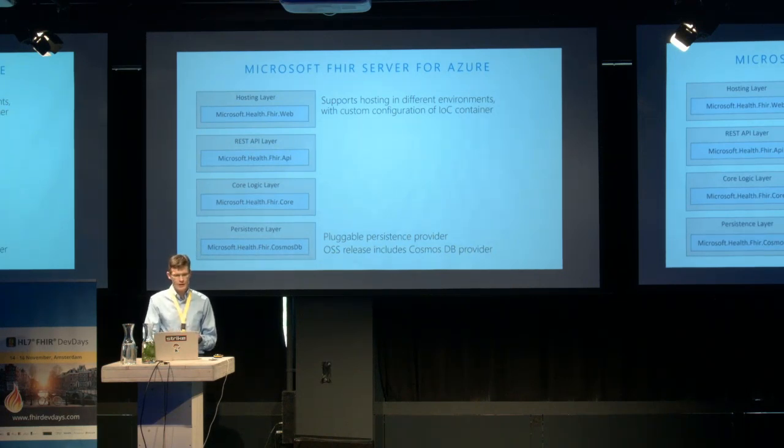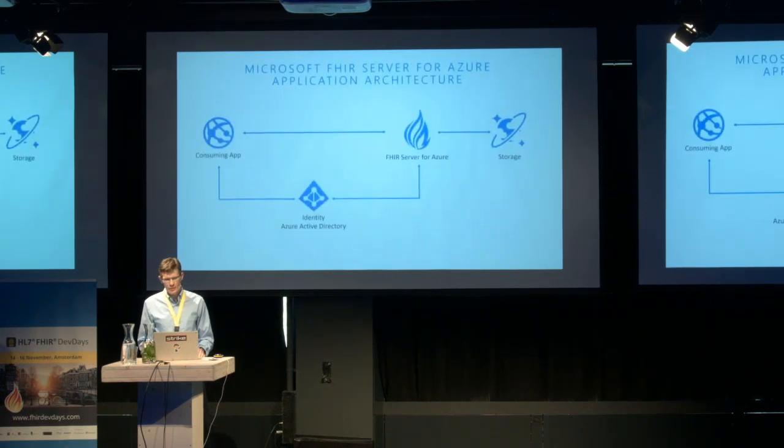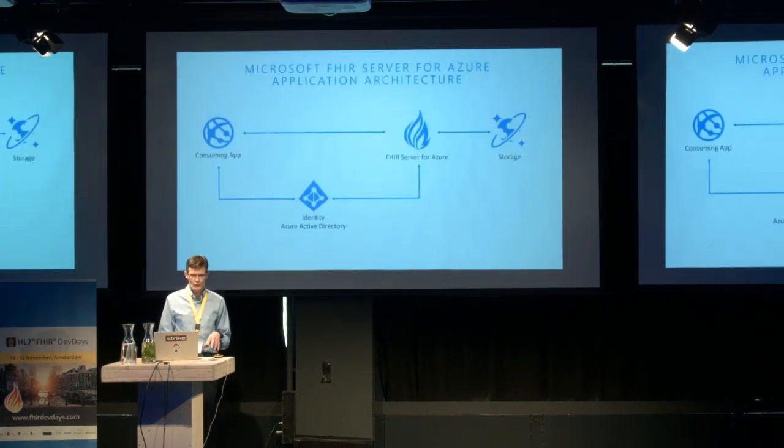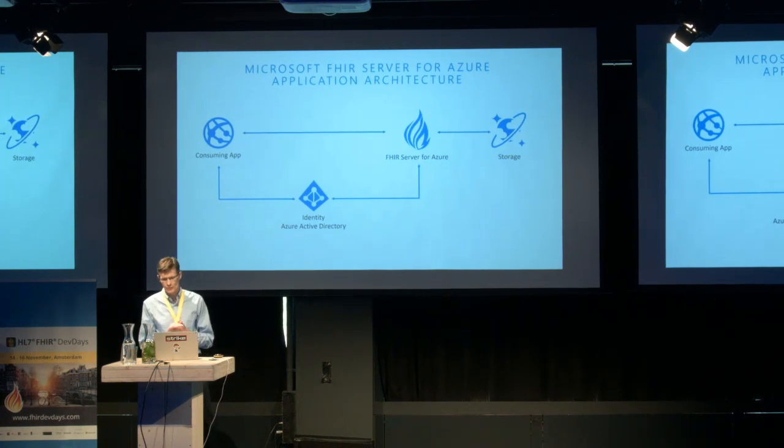I just wanted to point out that this is something where you could go in and contribute something that works for your specific scenario. Then I want to say a little bit about authentication and how you would actually use this in an application. So if the FHIR server is deployed with Azure Active Directory, it now means that when you access the API, you have to present a token.